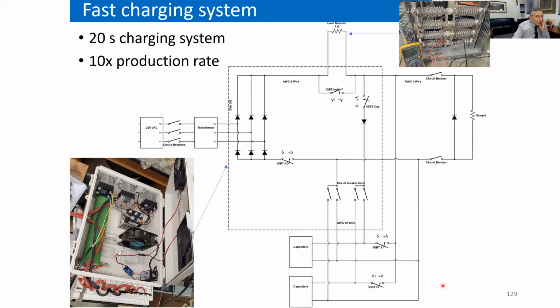So now what we're doing is we're going to a 20-second charge because we're bringing in a higher voltage. We're bringing in a 308 volt line. All of this is built in this box. Here's a load resistor. This we got from eBay. We buy a lot of our parts from eBay, and it makes things a lot easier.